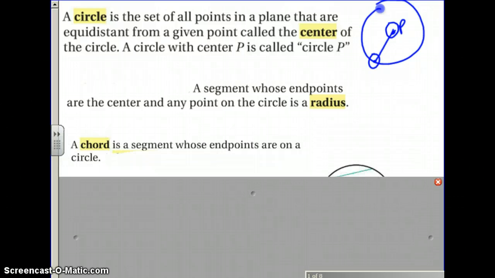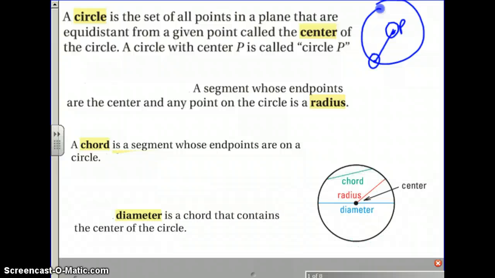A chord is a segment whose endpoints are on the circle. So if you take a look at this picture, this is a chord. I could draw in one here. This is a chord. Okay, its endpoints are on the circle.